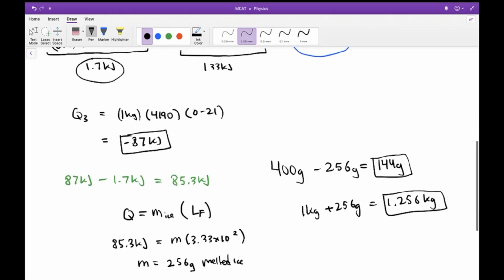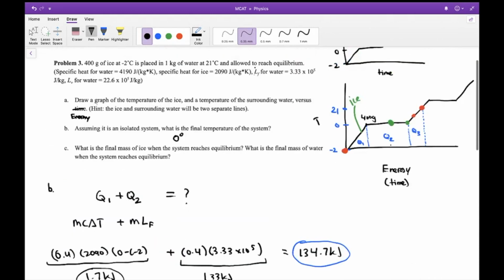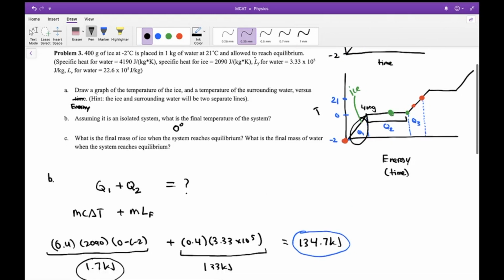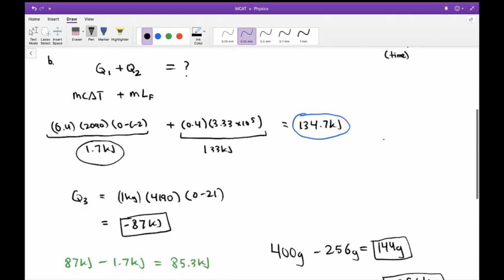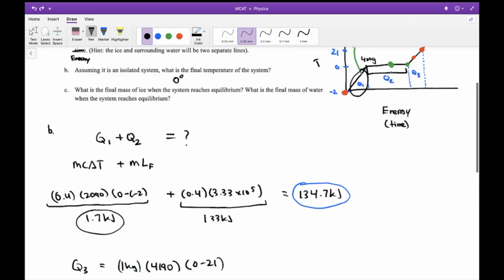We used 1.7 kilojoules of it to get past this hump, and now we're in this region. Once we're in this region, it takes 133 to melt all of it, but we only used about 85.3 kilojoules right here, which gets us about a third of the way there in terms of energy. But again, the temperature this entire time is at 0 degrees. Okay, so I hope this helped.